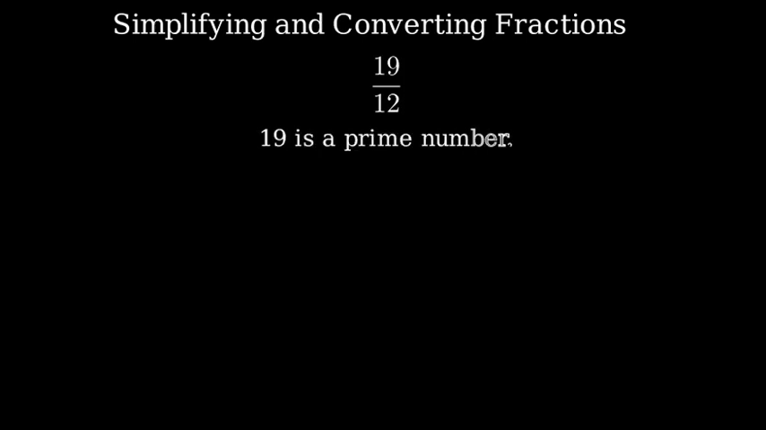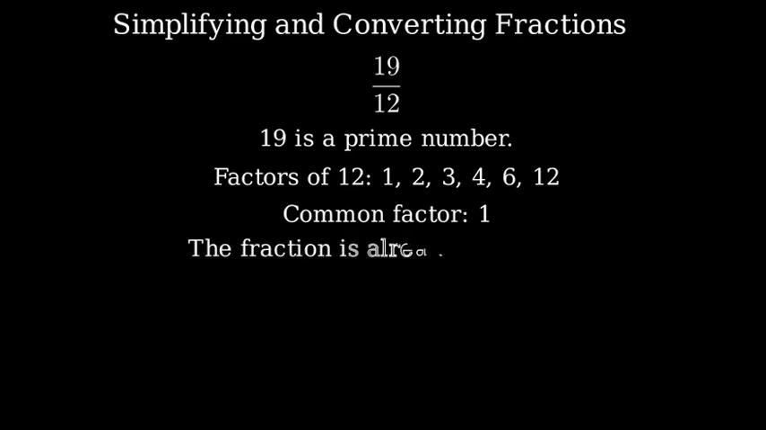19 is a prime number, meaning its only factors are 1 and itself. The factors of 12 are 1, 2, 3, 4, 6, and 12. The only common factor between 19 and 12 is 1. This tells us that the fraction is already in simplest form.